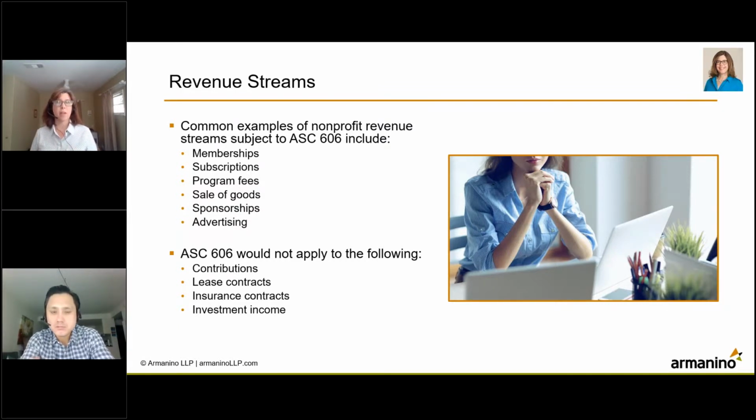So we do have something analogous to look at within the nonprofit standards. Just as a reminder, 606, we already know it doesn't apply to contributions, but it also doesn't apply to lease contracts. So if you are a nonprofit that is leasing out space to other entities, 606 does not apply. There's a whole other standard for that. It doesn't apply to insurance contracts, and more importantly, it doesn't apply to investment income, which a lot of nonprofits receive.